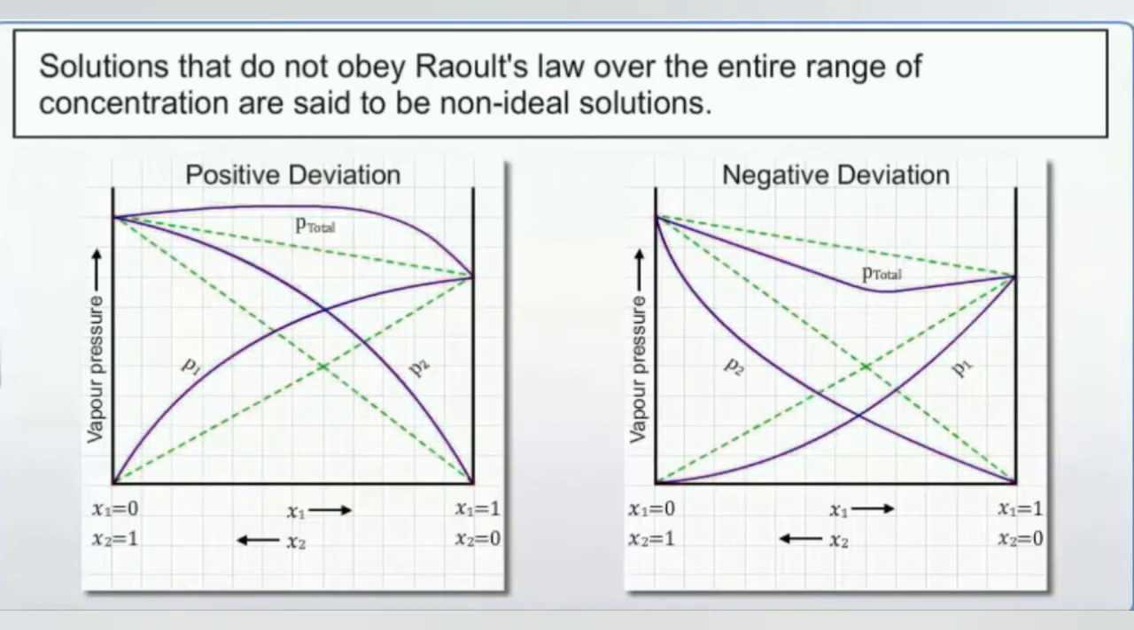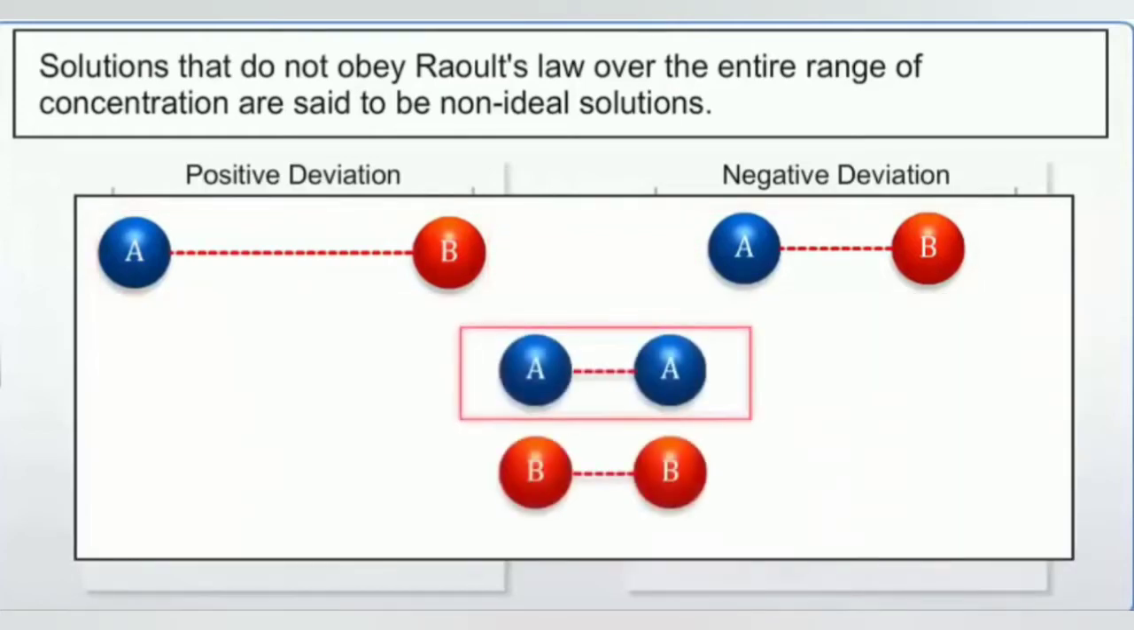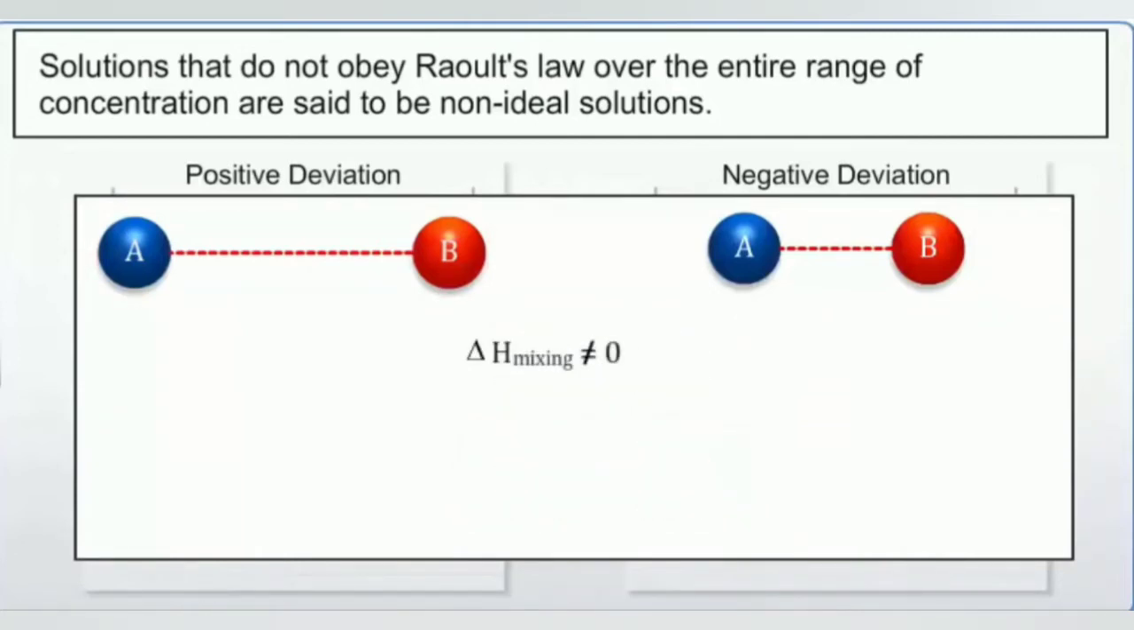The reasons for the deviations are the intermolecular interactions at the molecular level. For a non-ideal solution, the magnitude of A-B interactions is not the same as the magnitude of A-A and B-B interactions. Also, delta H mixing is not equal to 0 and delta V mixing is not equal to 0 for such solutions.